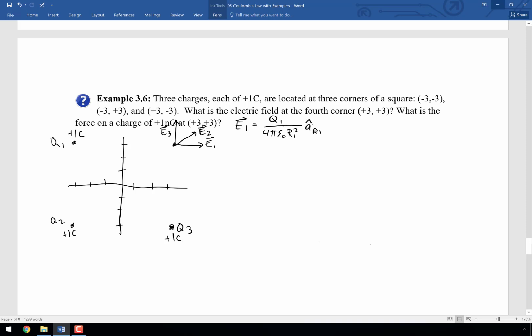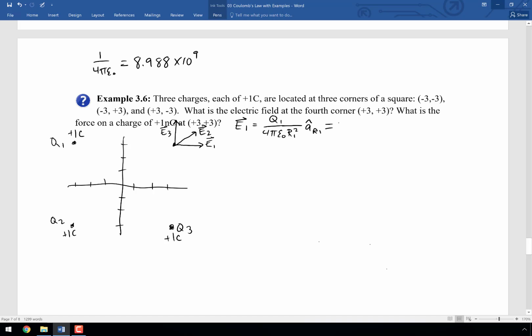Well, if we think about Q1, we understand that because it's a positive charge, the electric field is going to be pointing away. So this will be E1. We understand that Q3 is going to lead to an electric field E3 that also points away, and that Q2 is going to point up and to the right. It'll point to the northeast. And so we know that we need to calculate those 3 components of the electric field, and then we need to add them together to find the total electric field.